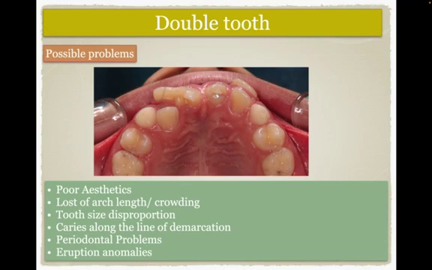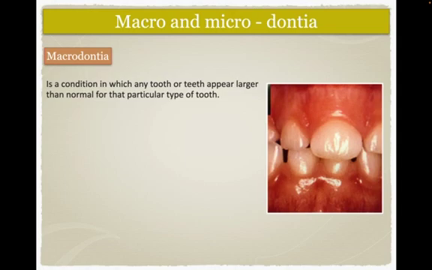Now, the possible problems with double teeth: poor aesthetics is number one. As you can see, it's a big tooth. We're going to lose arch length. We're going to have crowding because you have a bigger tooth occupying a big space. When we treat this patient, we're going to have a tooth size discrepancy, so we will never have a perfect fit of the occlusion. At this line, we will have food entrapment, so we're going to have caries. Because it's a big tooth, we might have a periodontal problem. We might have an eruption problem as well because of the size of the tooth.